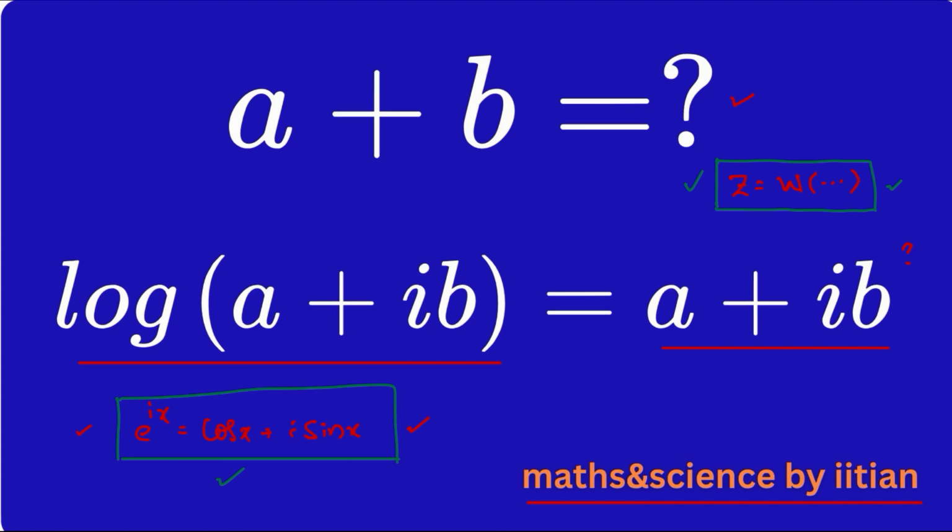Let's delve into the problem. What is the problem given? Question is, find a plus b if ln, I have told you already it is a natural logarithm, ln of a plus ib is equal to a plus ib.